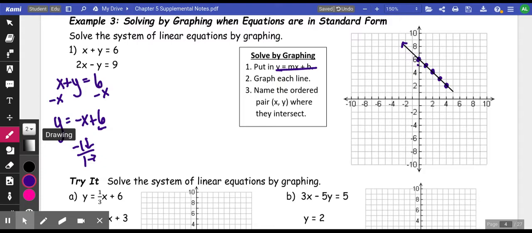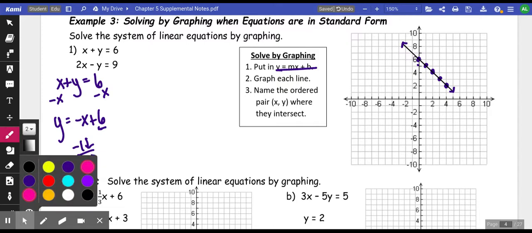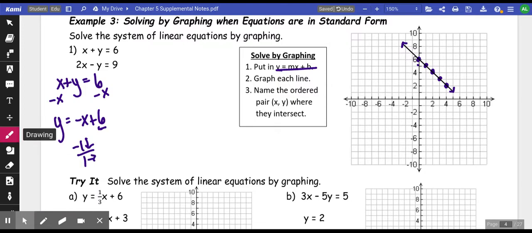It might happen sometimes where you draw a line and you realize, oops, I didn't quite go far enough, it doesn't intersect. You can always just add on to it if you realize, oh, I didn't make my lines long enough and they didn't quite intersect. But let's look and see what we have here for our second equation. This 2x minus y is equal to 9.